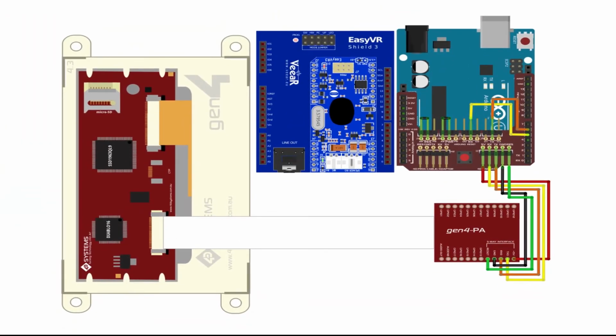Build the circuit according to the provided schematic diagram. Remember to place the ECVR shield first, then place the Arduino Adapter Shield on top of them. Then connect the 5-way cable to the gen4 display, FFC cable, and the gen4-IB.